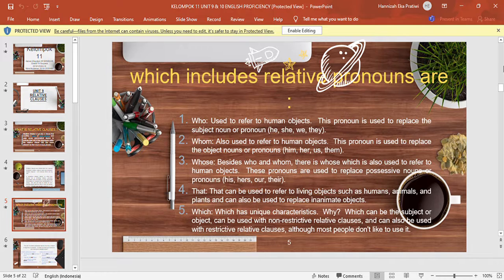And fifth, which has a unique characteristic. Why? Which can be the subject or object, can be used with non-restrictive relative clauses, and can also be used with restrictive relative clauses, although most people don't like to use it.